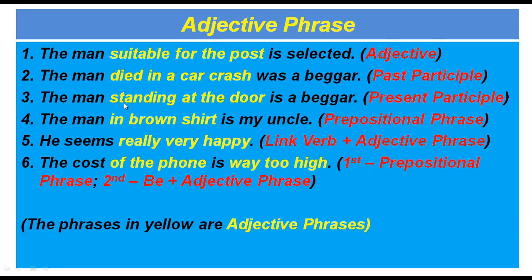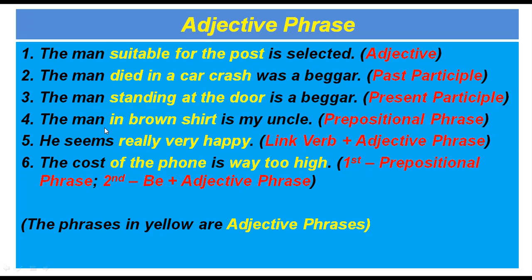Again, in number three, have a look at this phrase, standing at the door. This phrase even gives more information about this man or modifies this word man. So it starts with a present participle. So we can call it a participle phrase. And the former one was also a participle phrase. But the little difference was that number two was the past participle phrase, and this one is the present participle phrase.